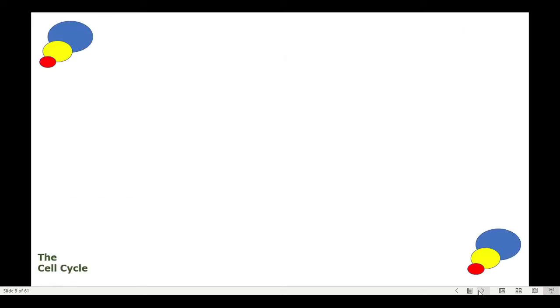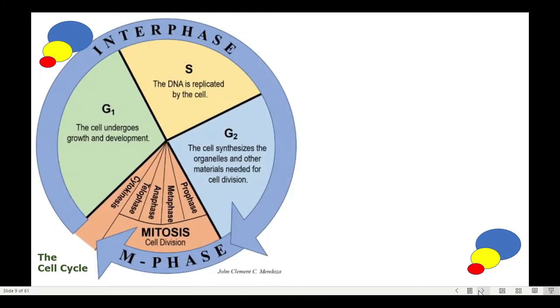Now, let's take a look at the cell cycle. So this is a cell cycle. As I've said, cell division is only a portion of the cell cycle. Cell cycle is composed of interphase and M phase. M phase stands for either mitosis phase or meiosis phase, depending on the type of cell.